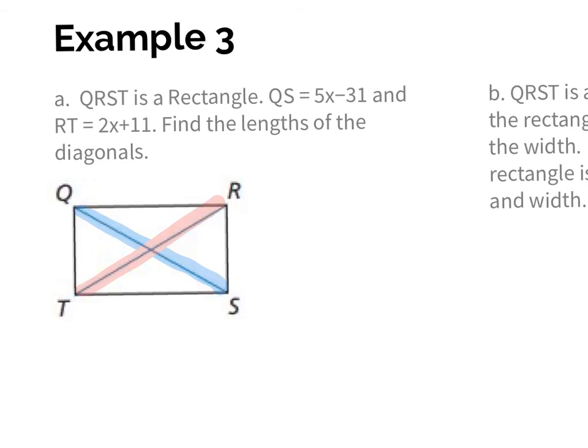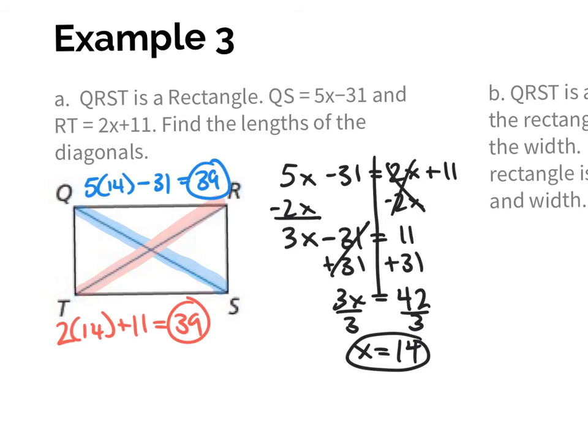diagonal we see here. Now, knowing, again, that within a rectangle our diagonals are going to be the same, I can take the 5x minus 31, and I can set that equal to 2x plus 11. And again, I give myself a little equation that I can solve. So I'll go ahead and solve this one for you. All right, so what you should get, solving for x, I got x equals 14. You can follow the steps there.